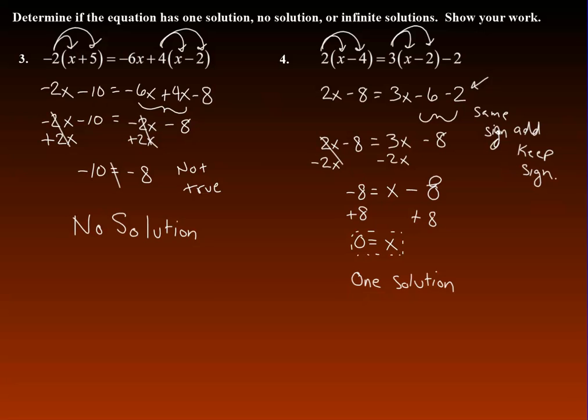8 cancels on both sides, but that's okay because the x is still in the problem and we get x equals 0. And this means that there's one solution. One solution is always there when there is an x left over.